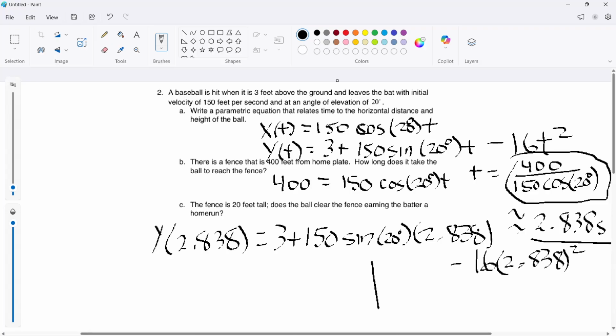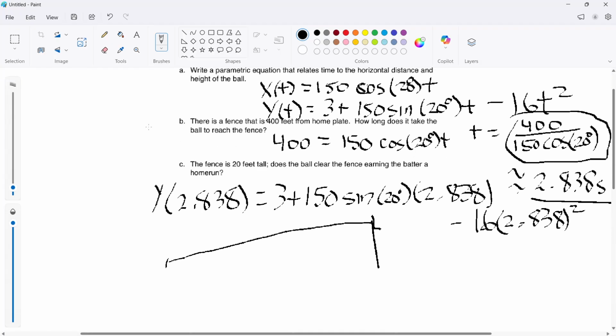So here's the fence. Here's the batter. It hits almost to the top, but it doesn't clear the fence. So no home run.